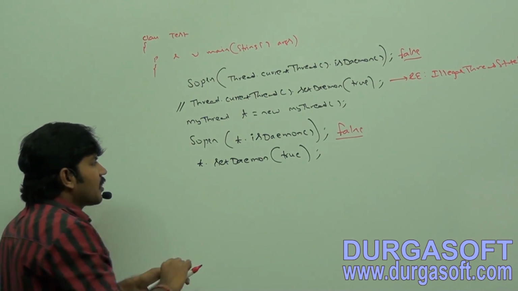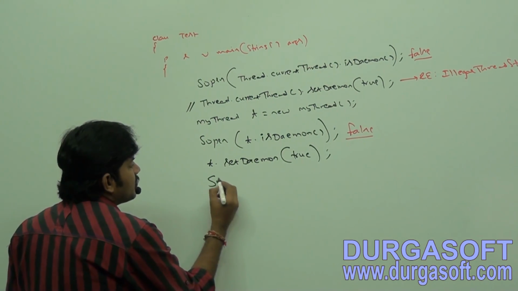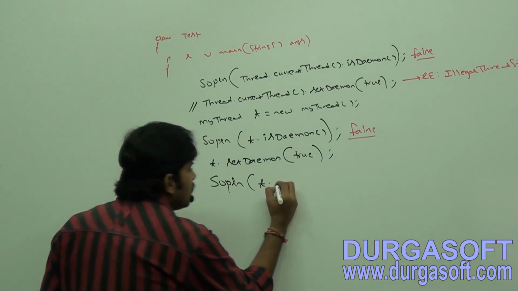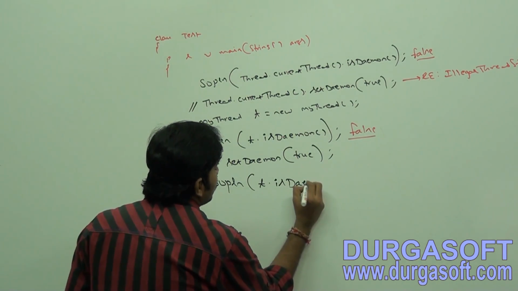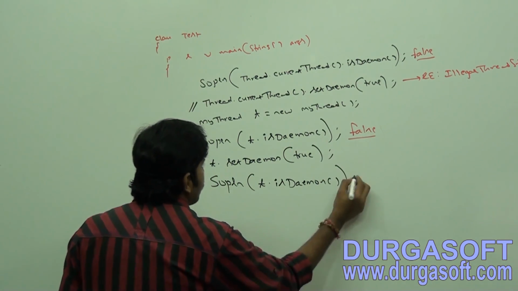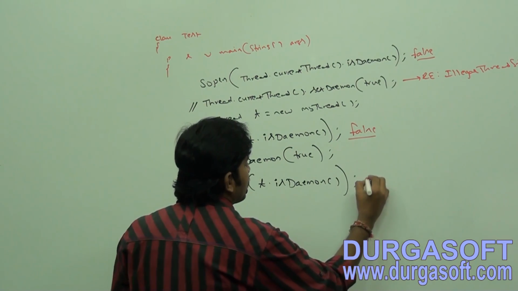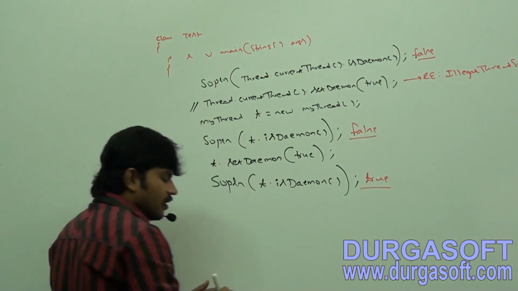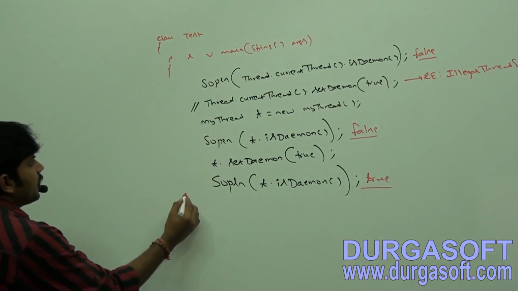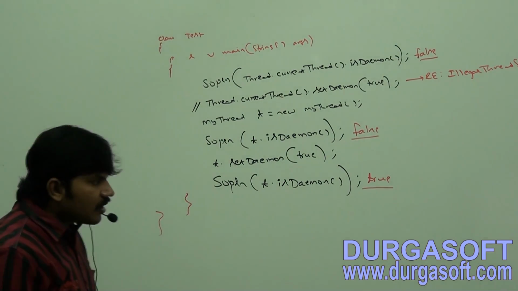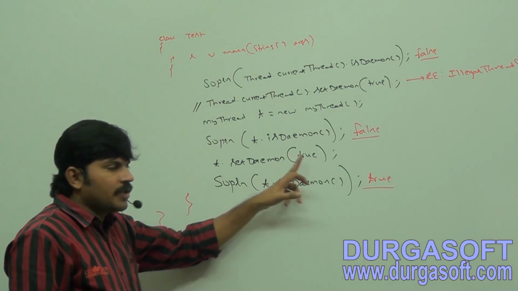Now let me cross-check once again. System.out.println(t.isDaemon()). Can I spell out what answer we will get now? True is the answer, right? Are you getting it? It's not required to keep much explanation. Okay, that's all. So is it a daemon or not? This is how to change the daemon nature.